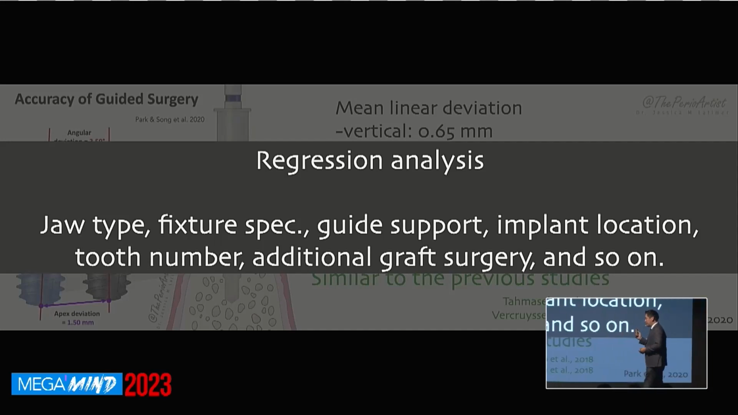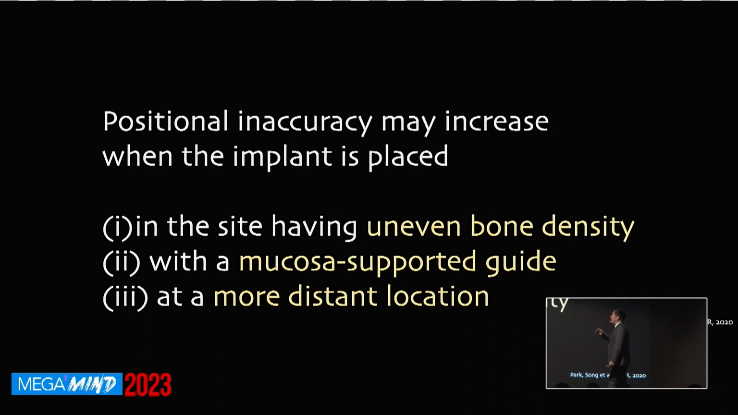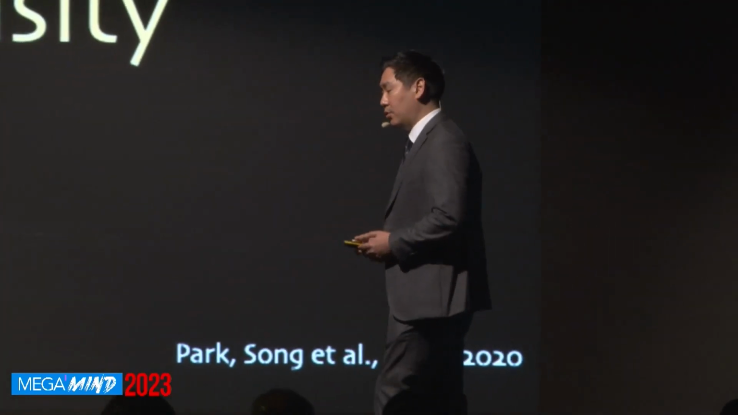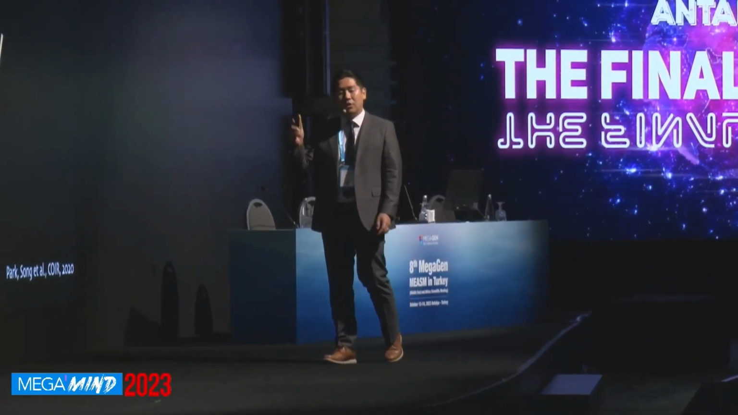Among these factors, what we could conclude was that positional inaccuracy may increase when the implant is placed in a site having uneven bone density, or if we use a mucosa-supported guide, or if the implant position is far and more distant from the adjacent natural tooth. And today I'm going to focus on the first factor.